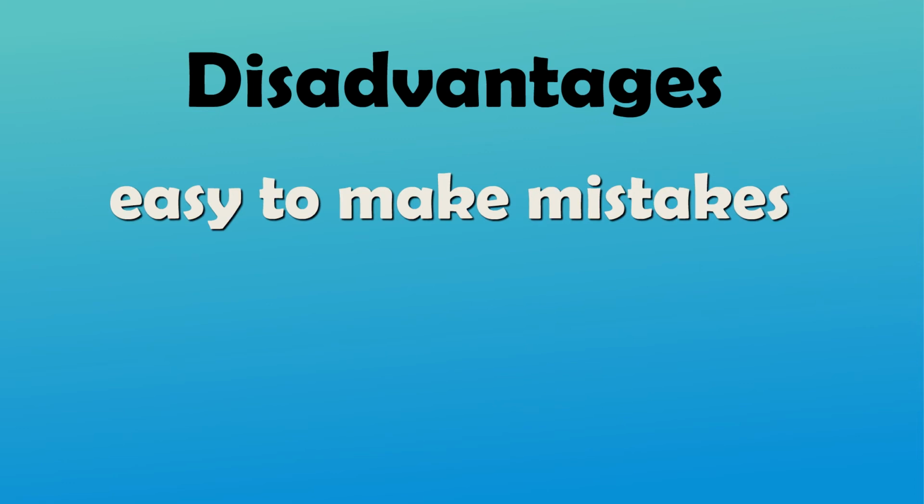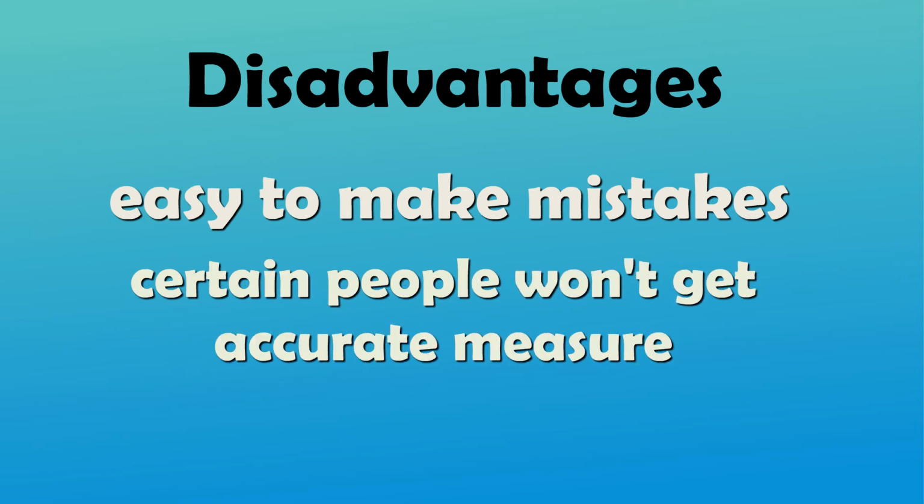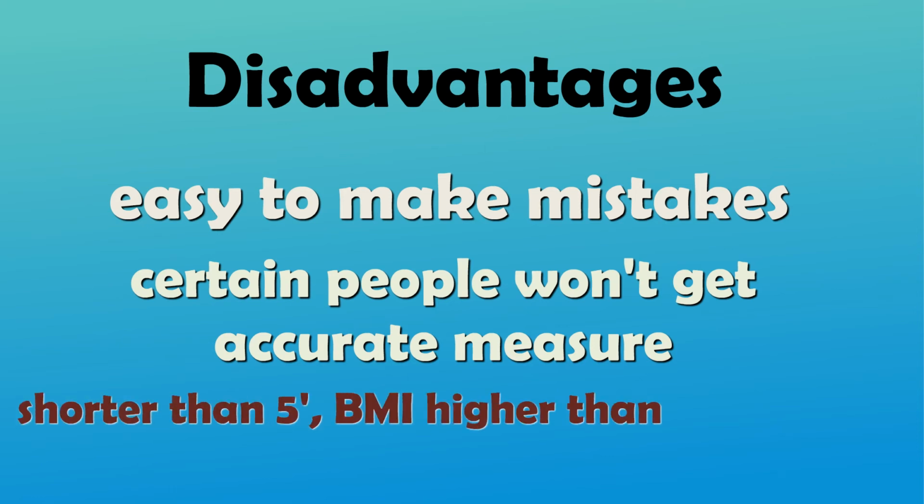What are the disadvantages of using this method? It's easy to make mistakes while checking waist-to-hip ratio because you need to take 2 separate measurements. And it can be hard to get an accurate measurement of your hips. Certain people won't be able to get an accurate measure using waist-to-hip ratio, including those who are shorter than 5 feet tall and those who have a BMI of 35 or higher. Waist-to-hip ratio is also not recommended for use in children.